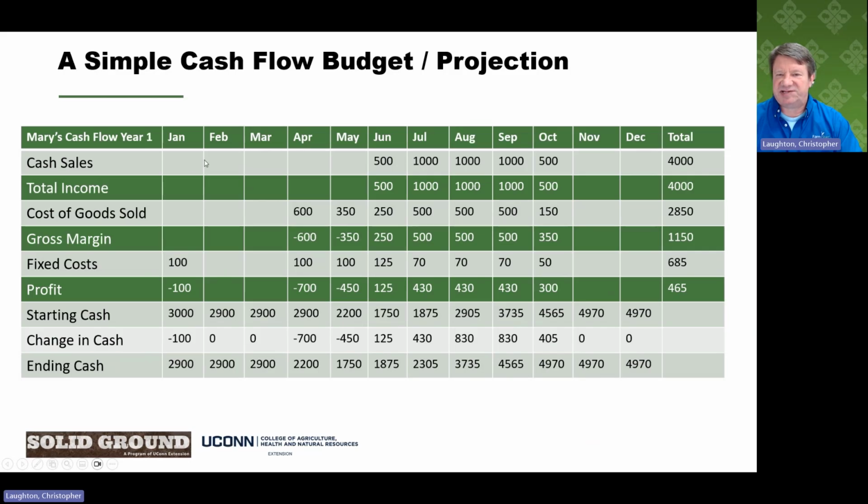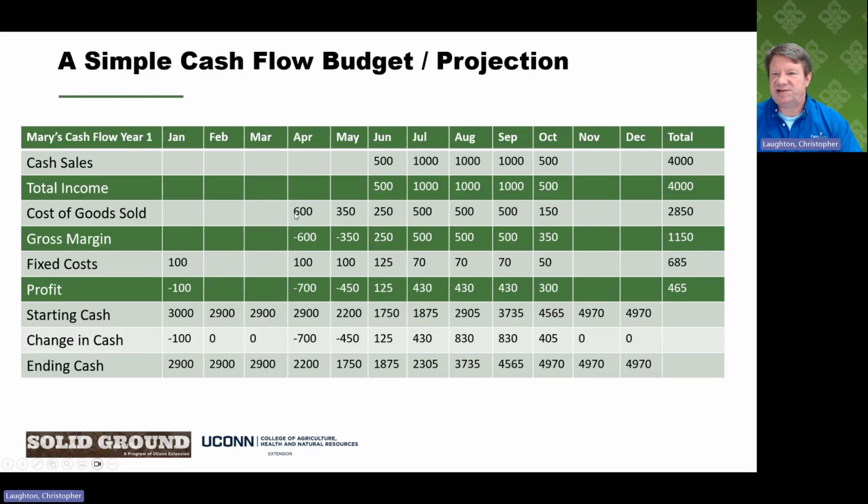And we have those cash sales again. So let's look at this greenhouse example. We have, in this case, revenue that starts in June, picks up in July, August, September, and then in October. So we have $4,000 total for the year. And you can see that's the total income.